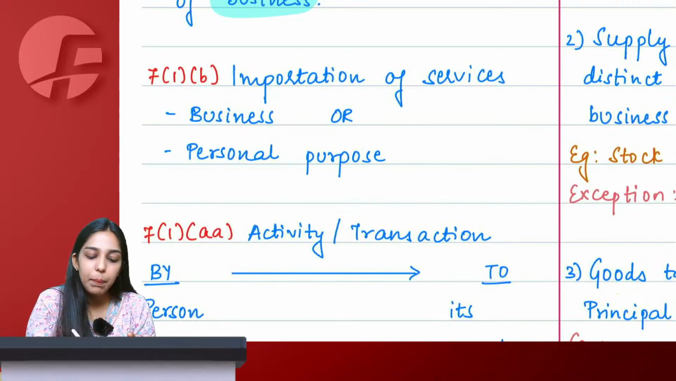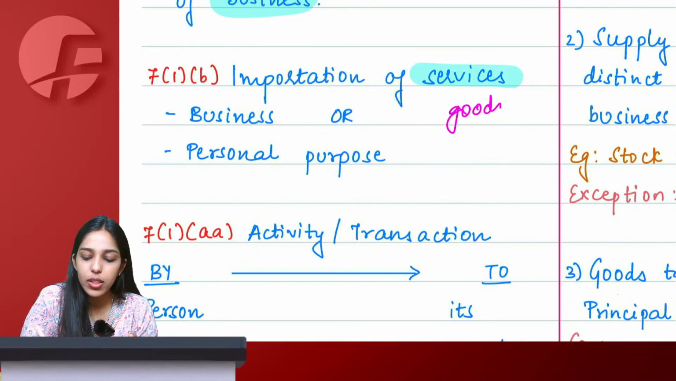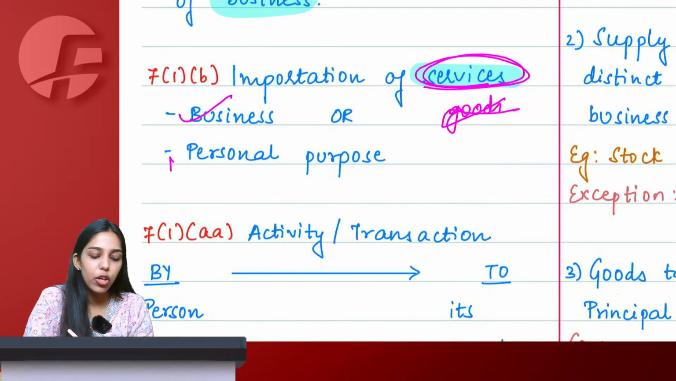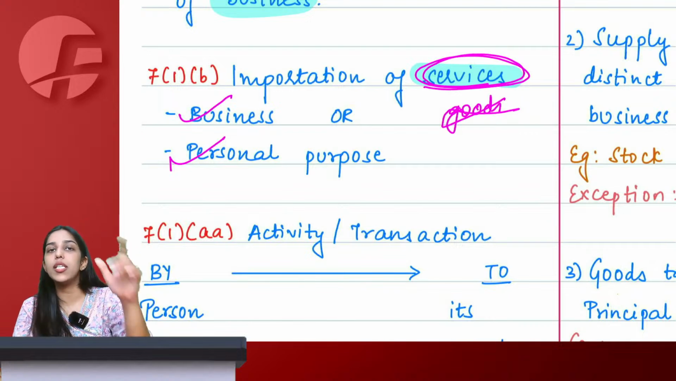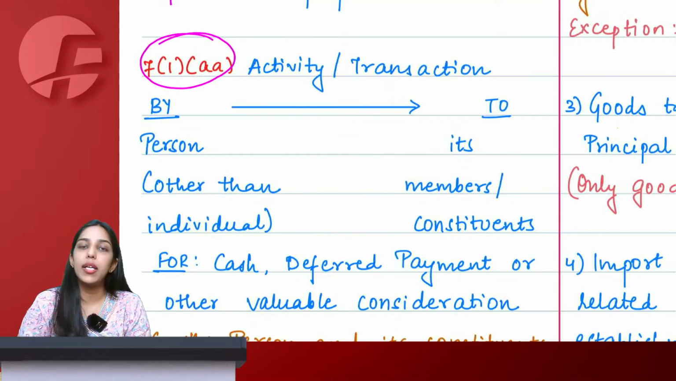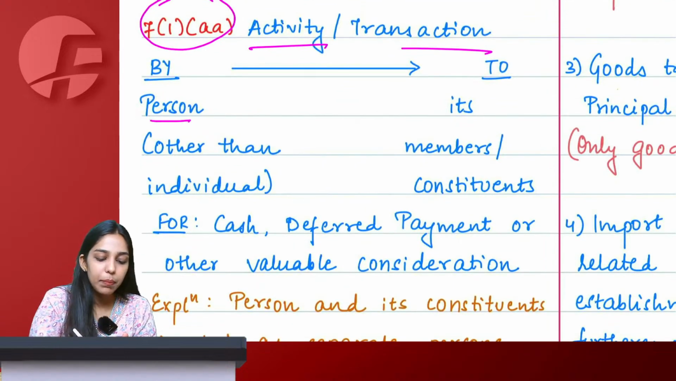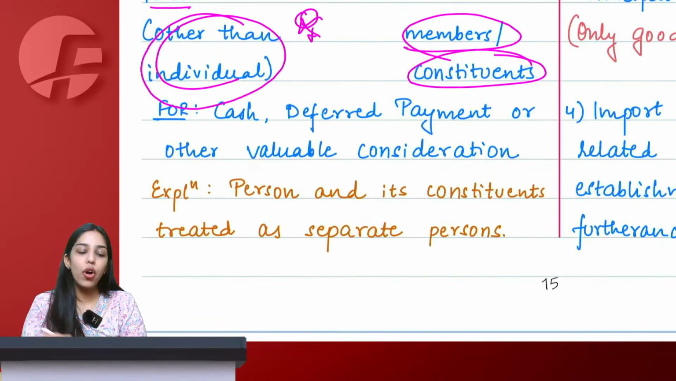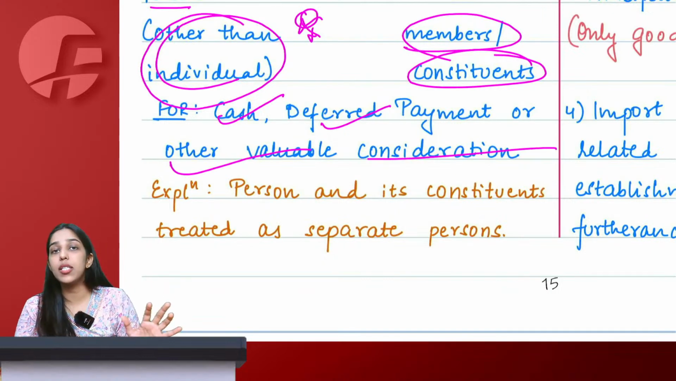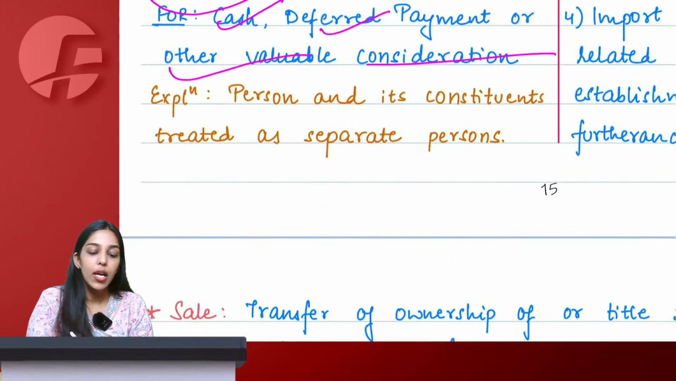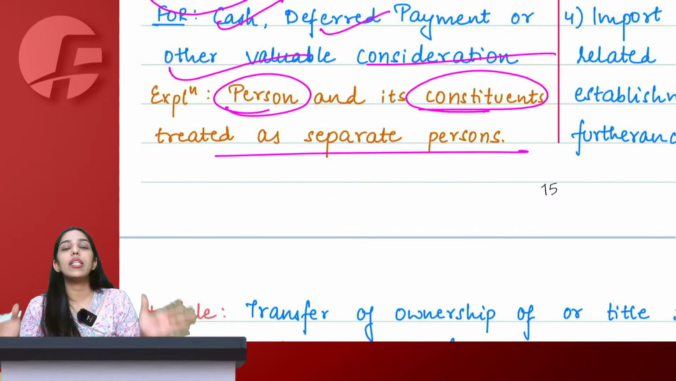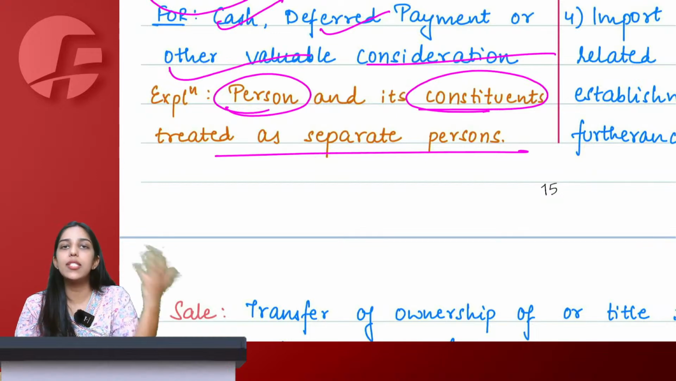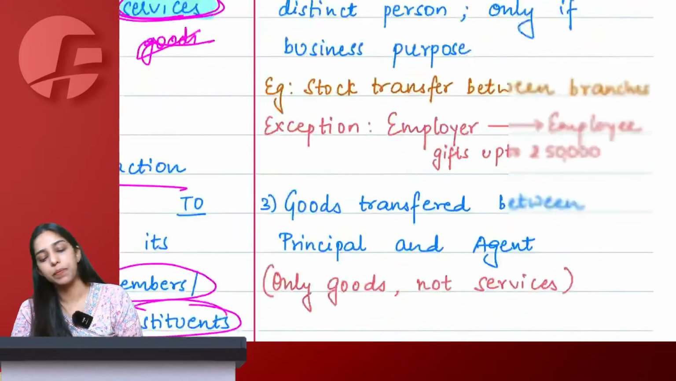Then 7.1b, importation of services. You can just write goods and strike this off because that is in accordance with the Customs Act. So importation of services, be it for business purpose, be it for personal purpose, if there is consideration, it is always supply. Then 7.1AA, any activity or transaction done by a person other than an individual with its own members and constituents only for cash, deferred payment or any other valuable consideration, that will also be treated as supply. Why? Because this person and its constituents are treated as two separate people, and two separate people undertaking a transaction for consideration. It is normally always a supply only.